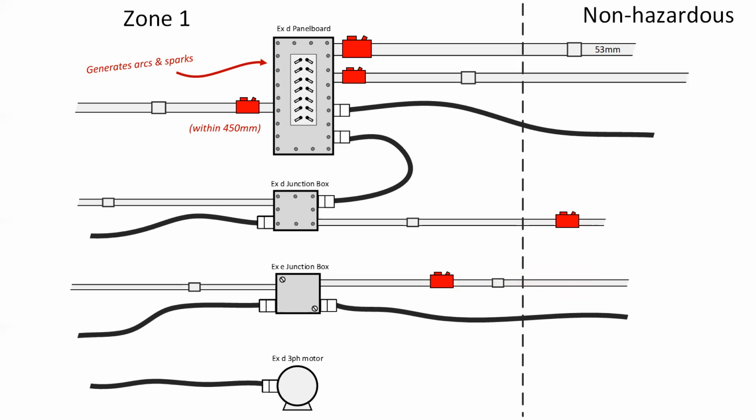Now, if we take a look at the conduits on either side, on the other side of my junction boxes, we've already talked about the conduit that leaves the explosion-proof junction box. We said it does not create arcs and sparks, and due to that, does not require a seal.